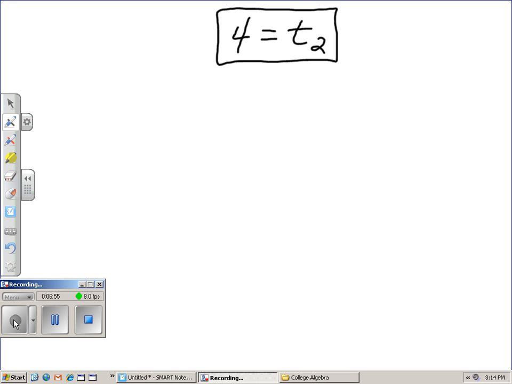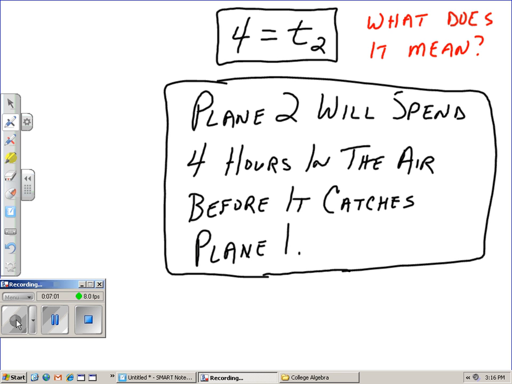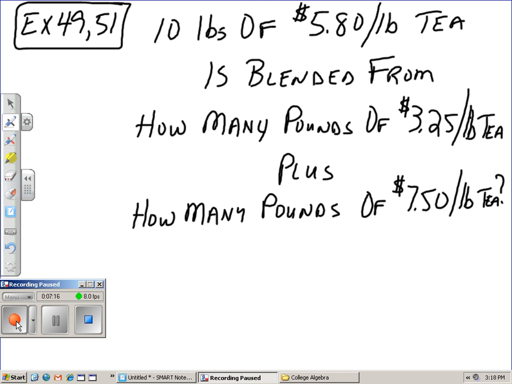So what does this mean, that T2 equals 4? It means T2 stands for 4 hours, and T2 stands for plane 2. That is the amount of time in the air that plane 2 spent before it caught plane 1. So say that in words. Plane 2 will spend 4 hours in the air before it catches plane 1.